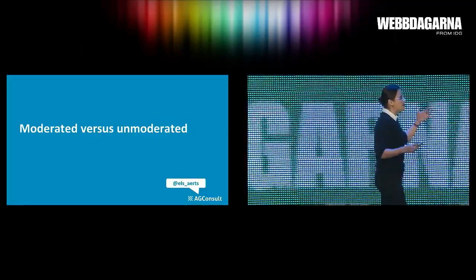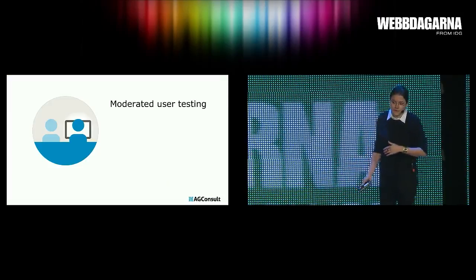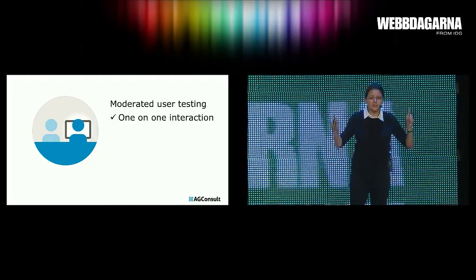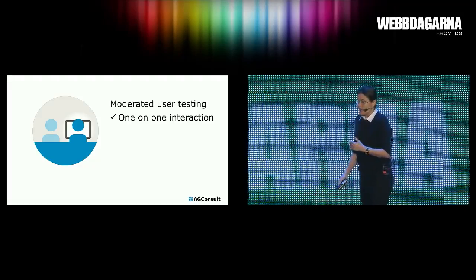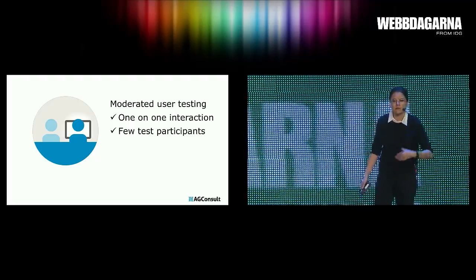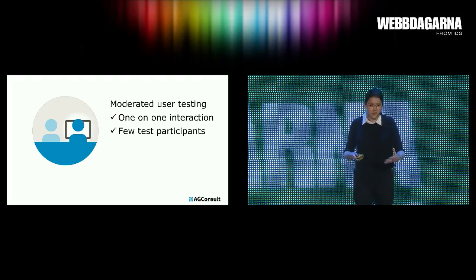Now, let's start first. What's the difference between moderated and unmoderated testing? Well, moderated testing means it's a one-on-one setup. You have one test moderator interacting with one test participant at a time. This is very important. Moderated user testing also means you usually test with only a few people at a time, 5 to 10 people per iteration. It makes a lot more sense to test with 5 to 10 people, fix the issues you found, and then test again with 5 to 10 people. A lot more interesting than to test with 20 or 30 people at once.